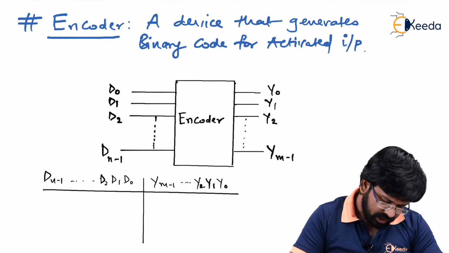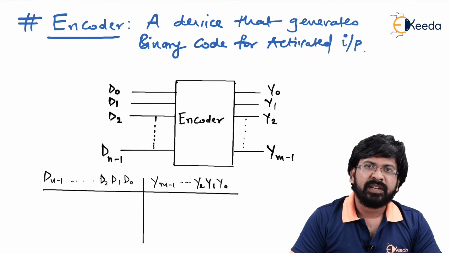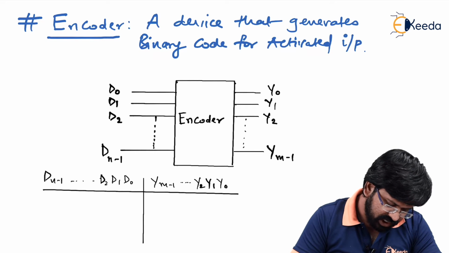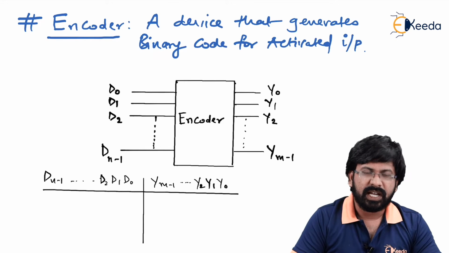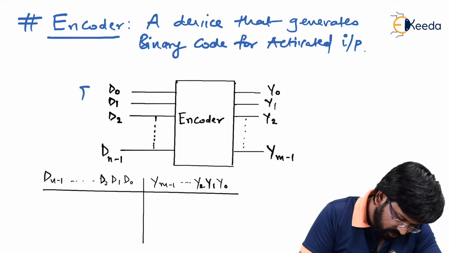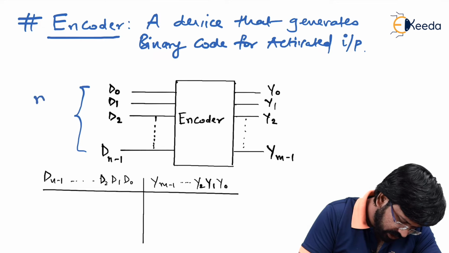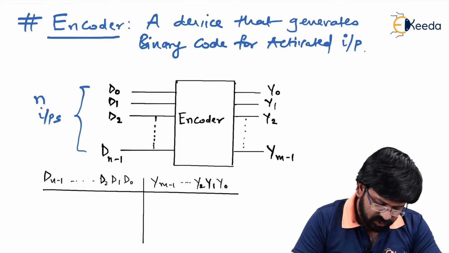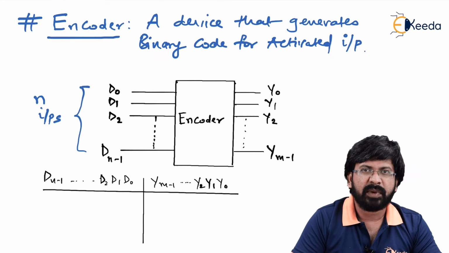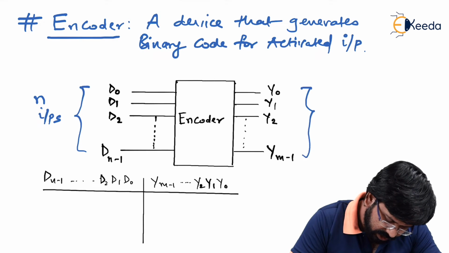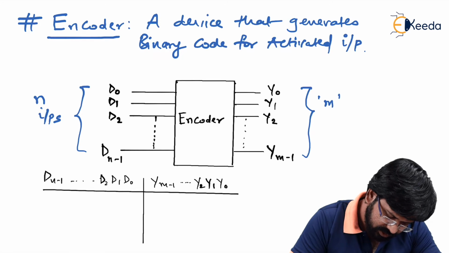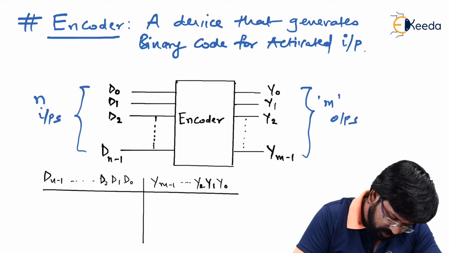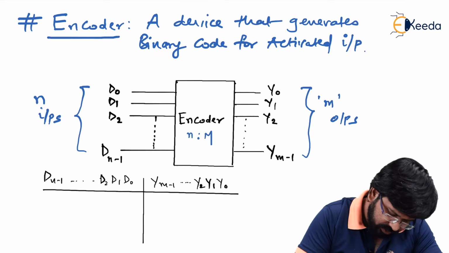So now consider some encoder having, let's say, n inputs and m outputs. In this case, as you can see, inputs are d0, d1, d2 and they are varying up to dn minus 1. It means if you count them, you will understand there are total n inputs. And output side, as you can see, it is y0, y1, y2 up to y of m minus 1. Therefore, there are total m outputs. Therefore, such encoder is named to be n is to m encoder.